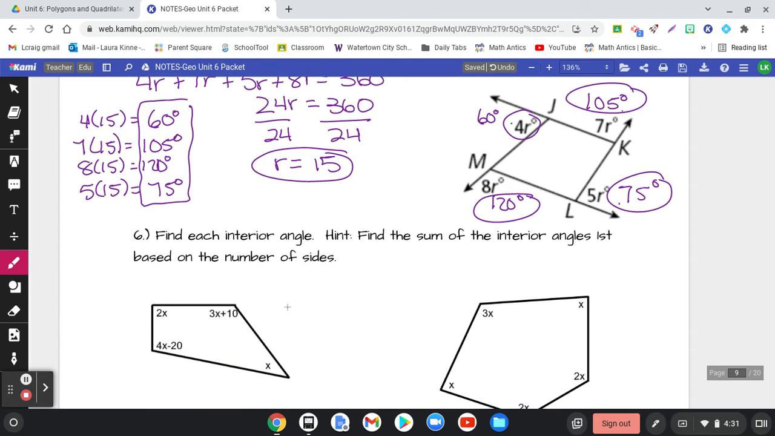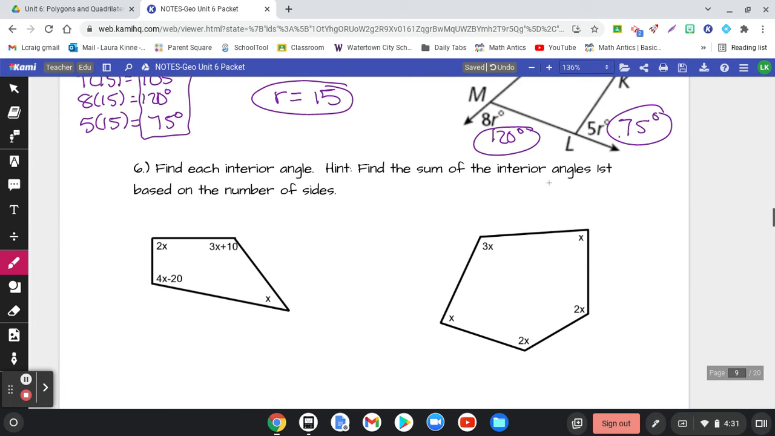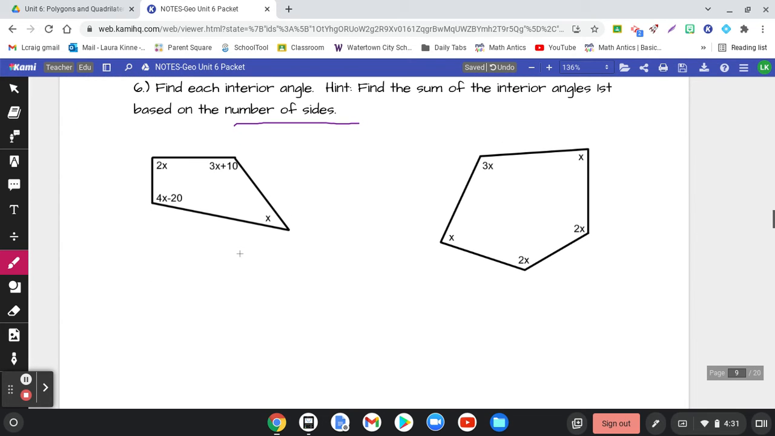To find the interior angles, it's a little more work because with exterior, they always add up to 360. With interior, it depends on the number of sides. So let's put this together with what we talked about in the last video. How many sides do we have, or how many angles? 1, 2, 3, 4. So 4 minus 2 times 180, that's 2 triangles. It's going to add up to 360. But think about a rectangle. That has 4 sides too. 90, 90, 90, 90. It's always 360 no matter how it's stretched.